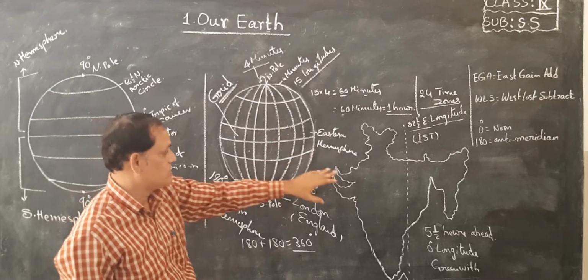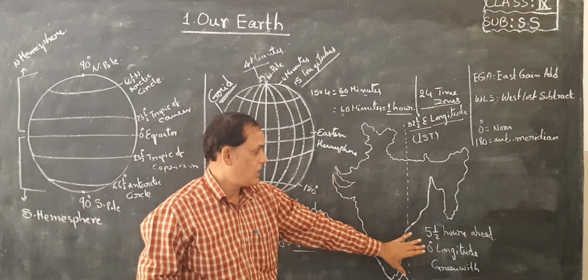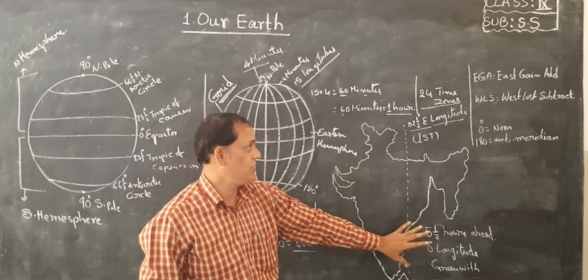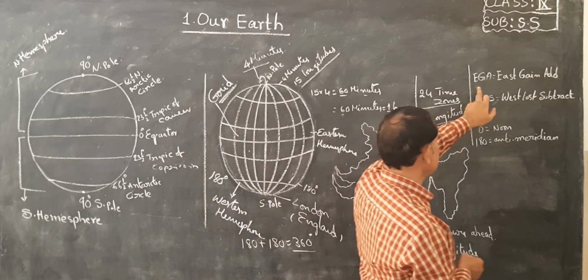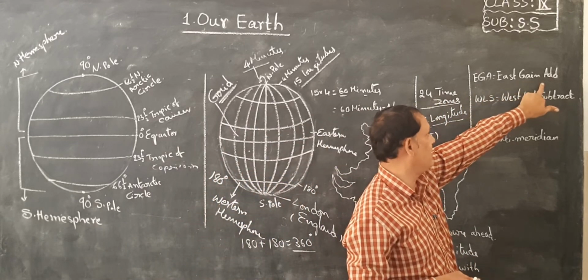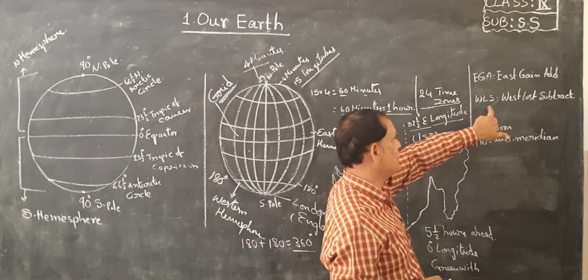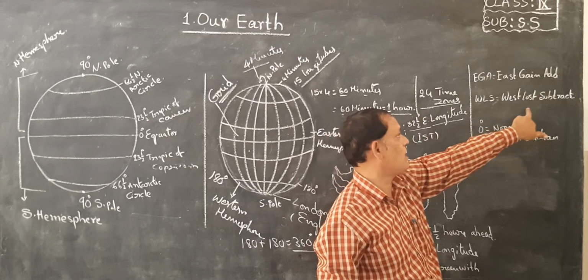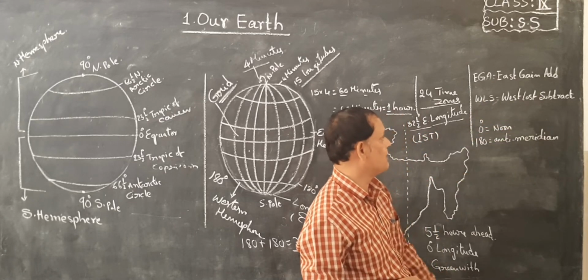Okay, children. So that is about longitudes and latitudes. Now it is called EGA, East Gain Add. Next, WLS, West Lost Subtract. Okay, children.